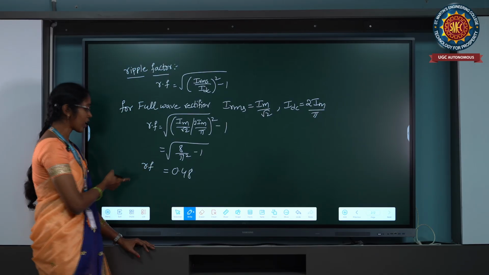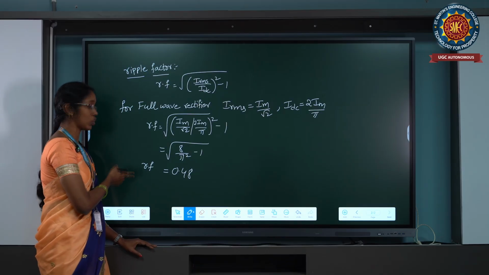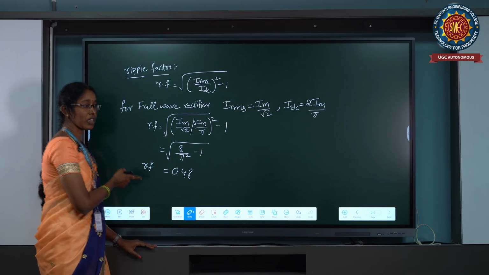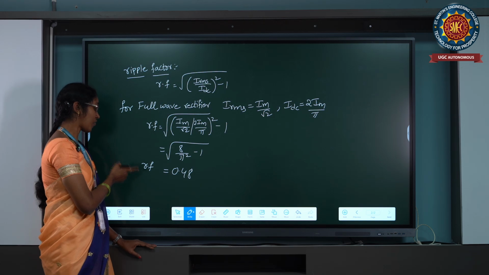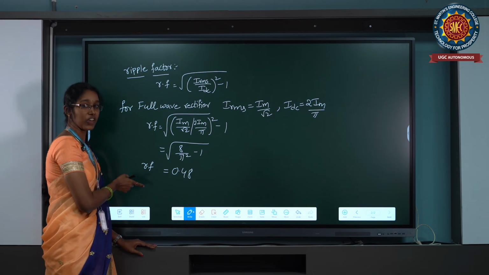For a half wave rectifier it is 1.21. For a full wave rectifier it is 0.48. Means the ripple factor value for a full wave rectifier is reduced compared to half wave rectifier.